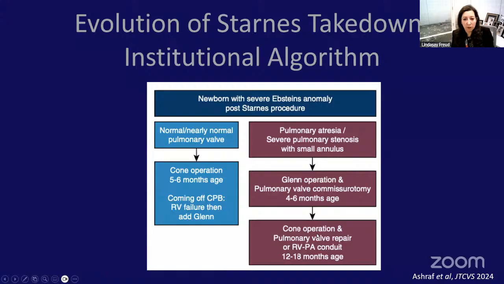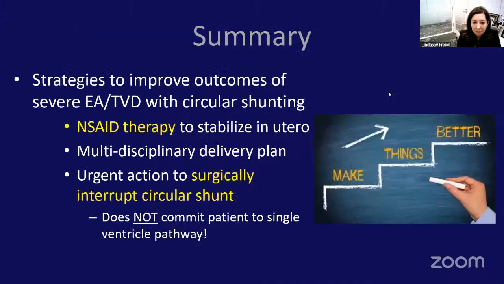And they've gone so far as to actually propose an algorithm for how you might approach Starnes takedown. And similar to a neonatal algorithm, a lot of it is dependent on whether or not there is functional versus anatomic pulmonary atresia. And of course, in either of these scenarios, a Glenn might be needed in order to help with that right ventricular loading.